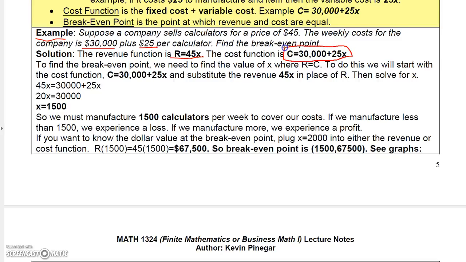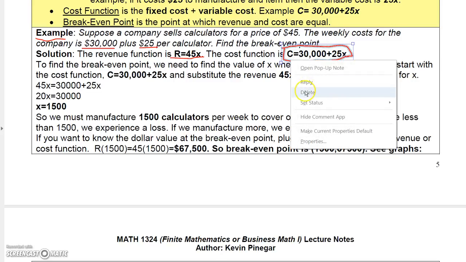Now both of these are linear equations. This is a linear equation that has a slope of 45, but the y-intercept is 0. This is a linear equation that has a slope of 25, and your y-intercept is $30,000. Basically, we want to find where these two graphs intersect, but to do that, all we need to do is find where revenue equals cost. This is simply a substitution problem.